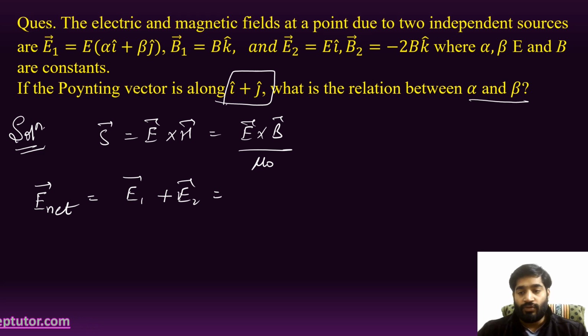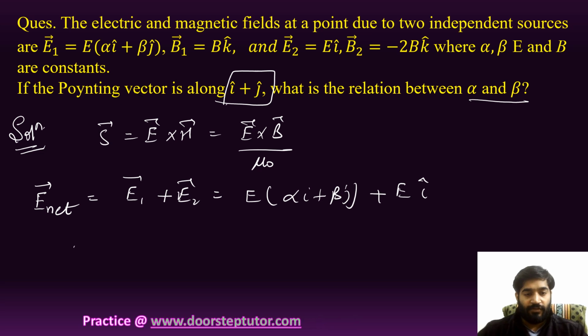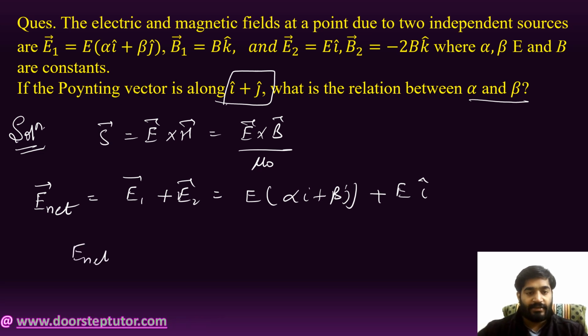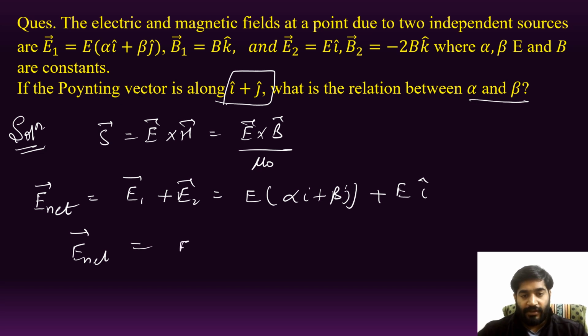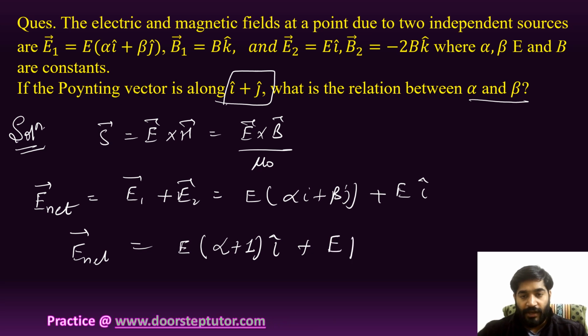If you do this, you get E times alpha i plus beta j, plus E2 is E times i cap. And from there you can find E net as the simple thing. If you adjust all this, E is common, and it is going to be E vector equals E times alpha plus 1 i cap plus E beta j cap.